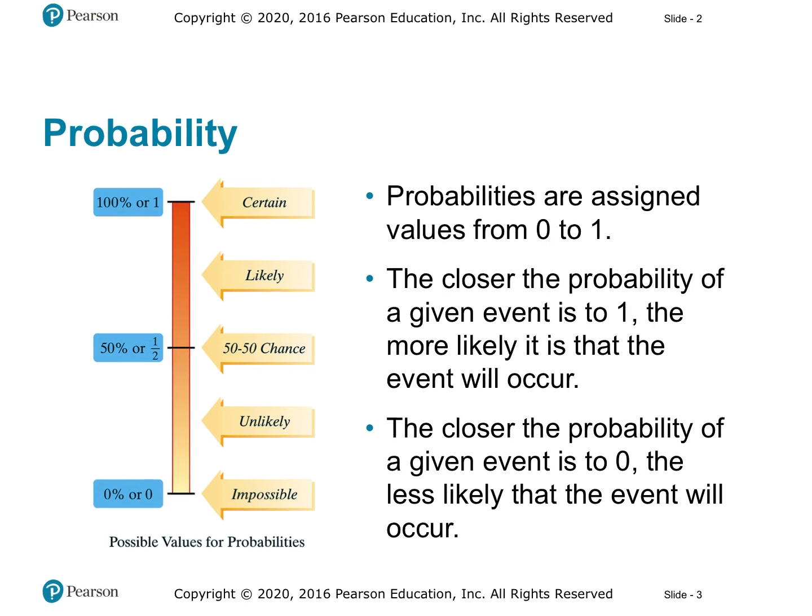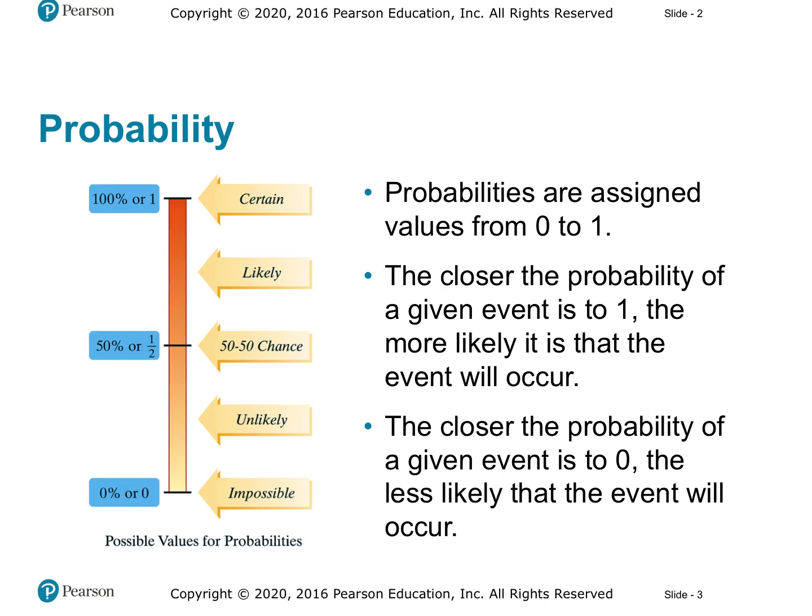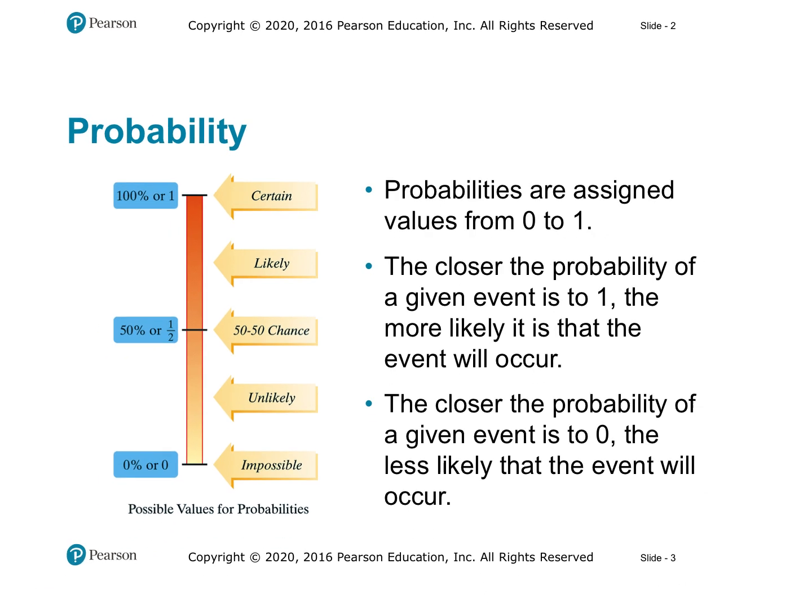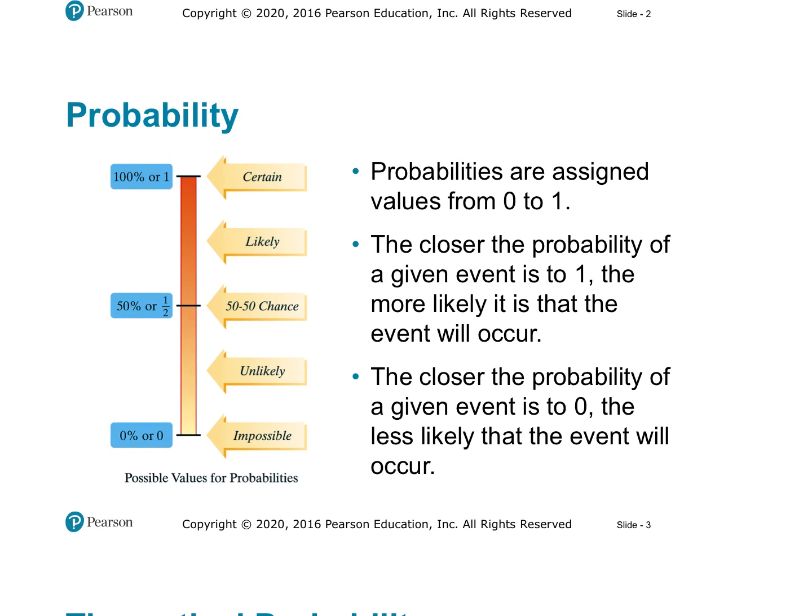So probabilities are assigned values from 0 to 1. So 100% is 1, so we're converting it to decimals, and then 0% is 0. So 50% would be 1/2 or 0.5 for that probability. So a 0 would be impossible, or a 1 would be certain that it would happen.